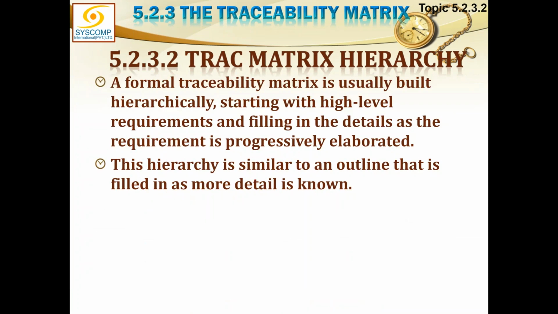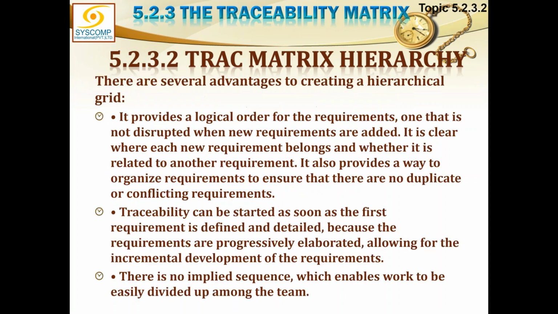Traceability matrix hierarchy. A formal traceability matrix is usually built hierarchically, starting from high-level requirements and filling in the details as the requirement is progressively elaborated. This hierarchy is similar to an outline that is filled in as more details are available. There are several advantages of creating a hierarchical grid.